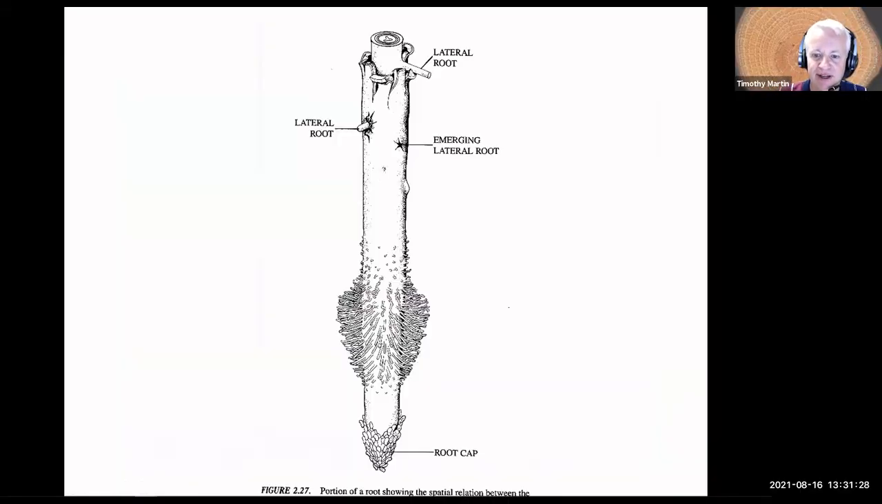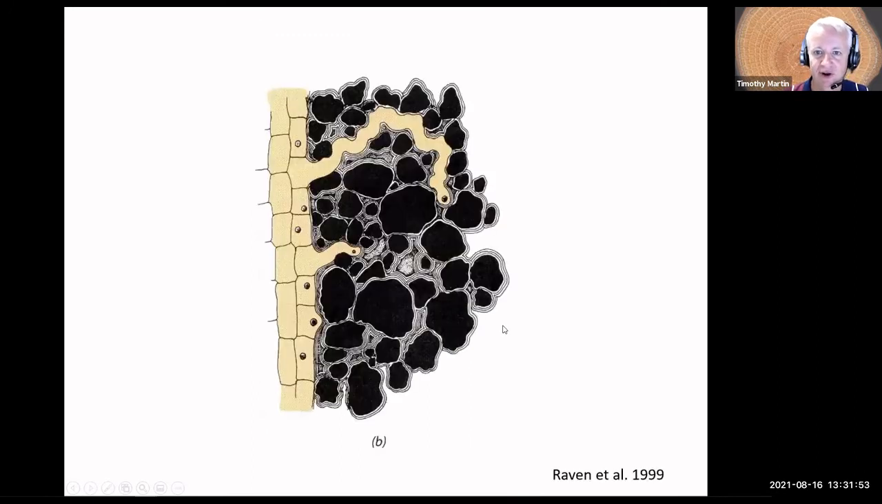Here's an example of a fine root. You can think of this at the very end of a root system. This is a fine root that's been produced, and those fine roots can actually produce root hairs. Those root hairs are even finer. They're extensions of individual epidermal cells, and I'll show you another picture of that in a minute, but that allows them to really exploit the soil.